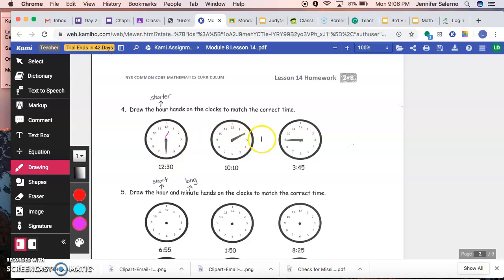So that's what you have to do for these two. You need to draw the shorter, the hour hand. They're giving you the hour here. You have to add it. They already gave you the minute. Remember, they should not be the same size, okay?